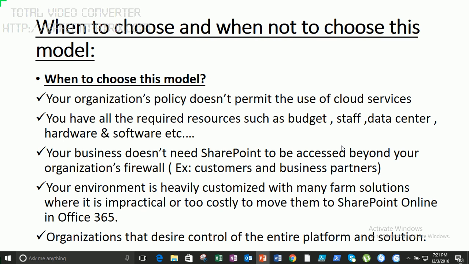So this is about when you need to choose this model and when you're not supposed to choose an on-premises model. As you can clearly see on the slide, when to choose this model: when your organization is not ready to accept cloud services. Let's say your organization's legal policy says, I don't want my documents or my contents to sit on a data center that is not within my control, and they are not cool with that. So in that case, you just can't say, why don't we use SharePoint Online? That's not possible because the organization's legal policy says they are not ready for cloud services.